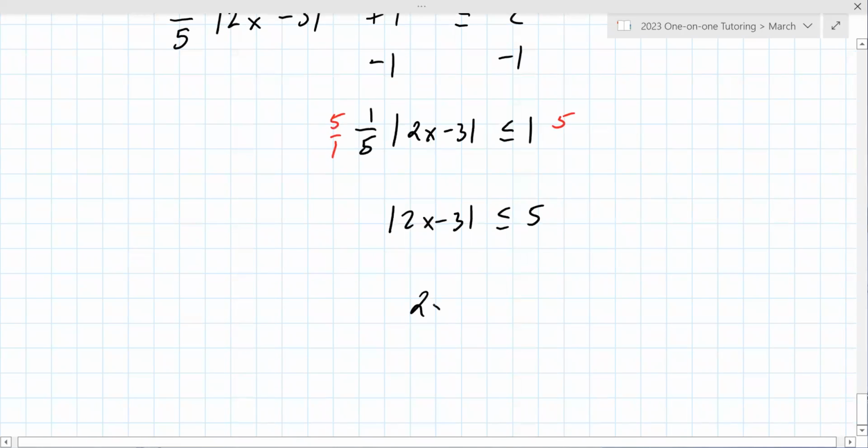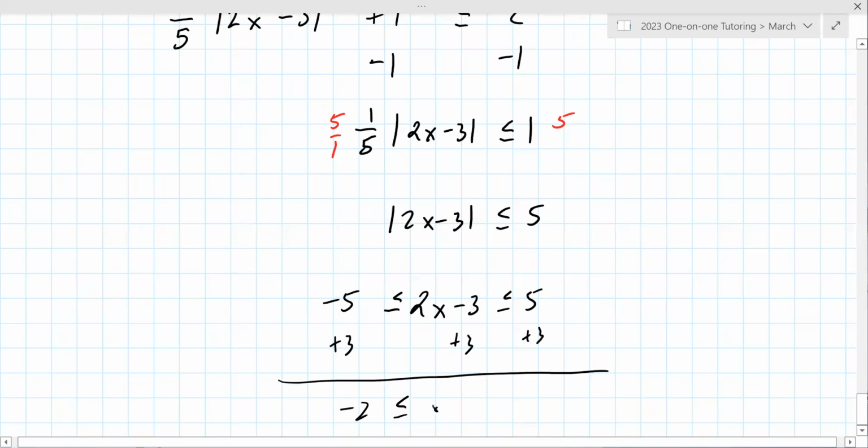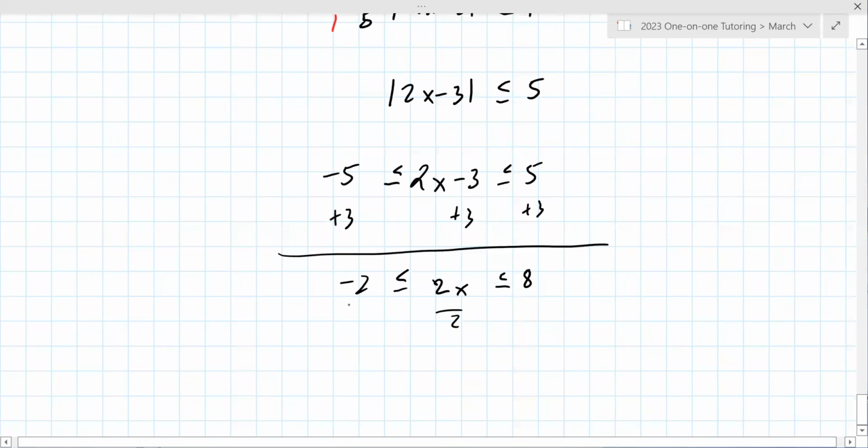And then you split it apart here: 2x minus 3 less than or equal to 5, and 2x minus 3 greater than or equal to -5. Add 3 to both sides. -2 less than or equal to 2x less than or equal to 8. Divide by 2 everywhere. And -1 less than or equal to x less than or equal to 4. Got it. Okay. So this one actually worked out nicely.